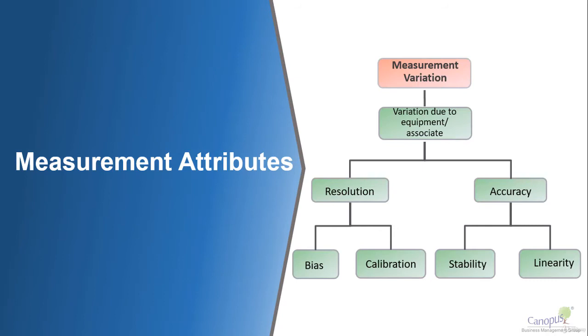Again, drawing from our basic course, the overall process variation can be broken down into measurement variation and process variation, and the measurement variation itself can be due to either the equipment or the person, the appraiser who is using the equipment. This can be broadly further broken down into issues relating to resolution or accuracy. All these concepts were covered in our basic course.